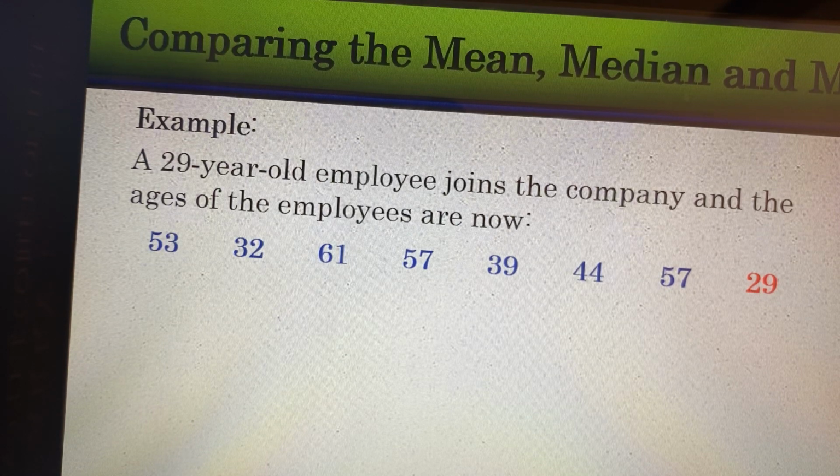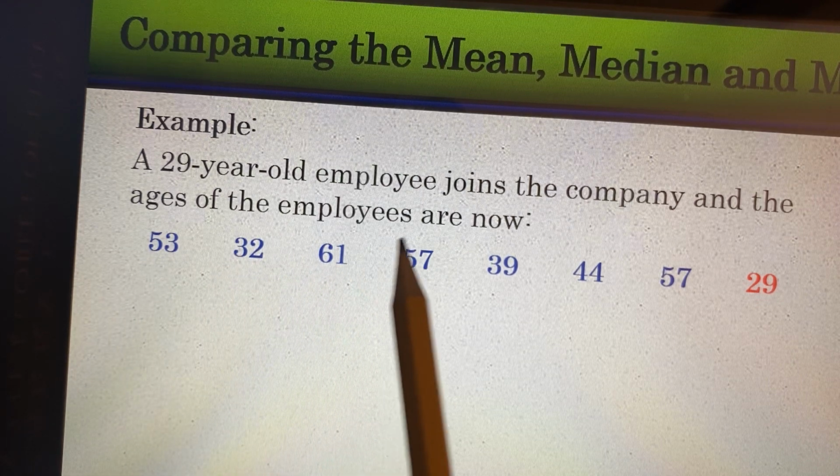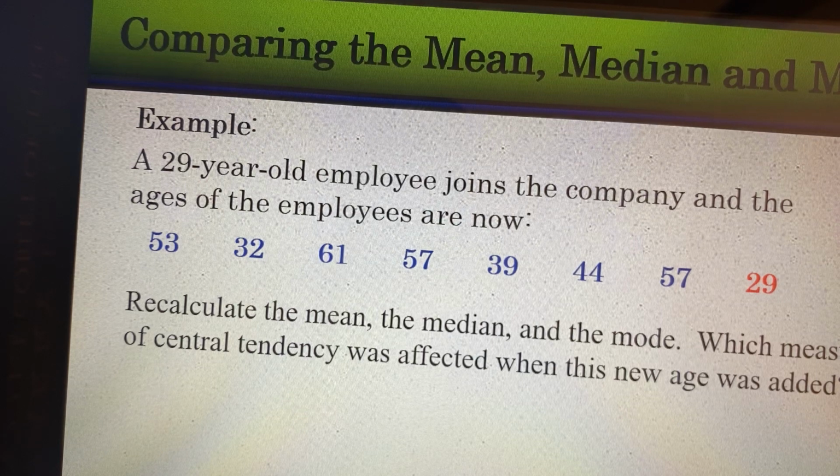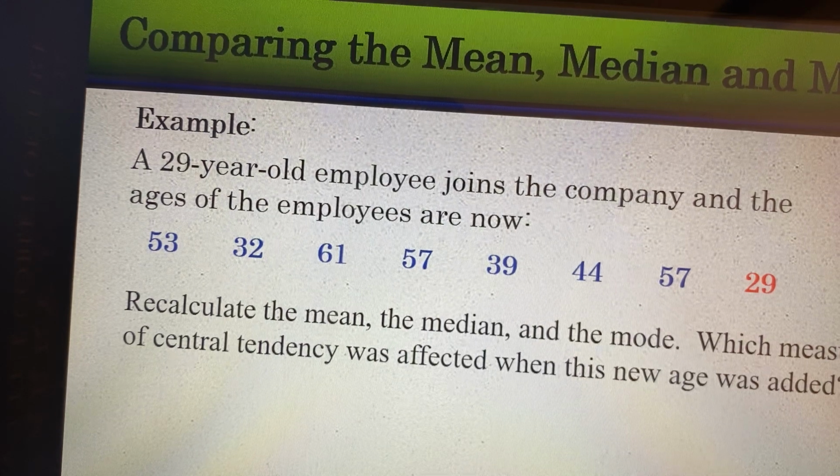Okay, so here's our example. We had our 7 employees. A 29-year-old employee now joins the company, and the ages of the employees are now 53, 32, 61, 57, 39, 44, 57, and 29. So we have 1, 2, 3, 4, 5, 6, 7, 8 employees. We need to recalculate the mean, median, and mode. Which measure of central tendency was affected when this new age was added?